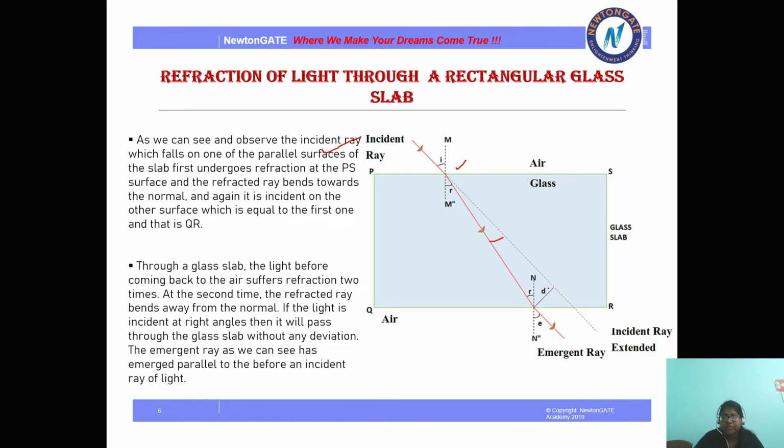This small difference is between the path the incident ray could have taken if there were no glass slab, and the way it has actually gone because of the glass slab, the emergent ray's path. Actually, there is a distance between these two. This distance is known as lateral shift or lateral translation. This is denoted as small d. Okay, this is the whole glass slab concept.